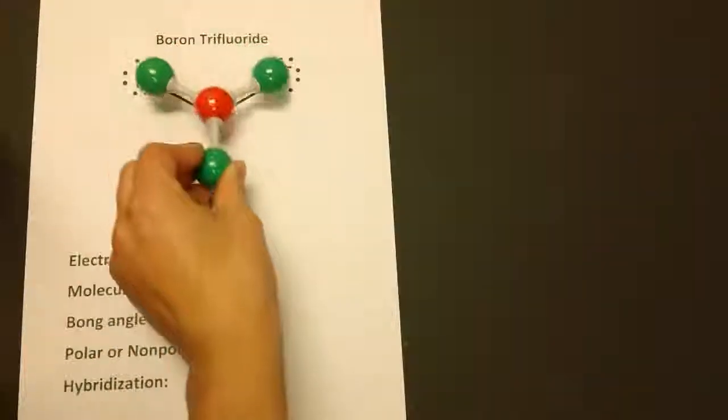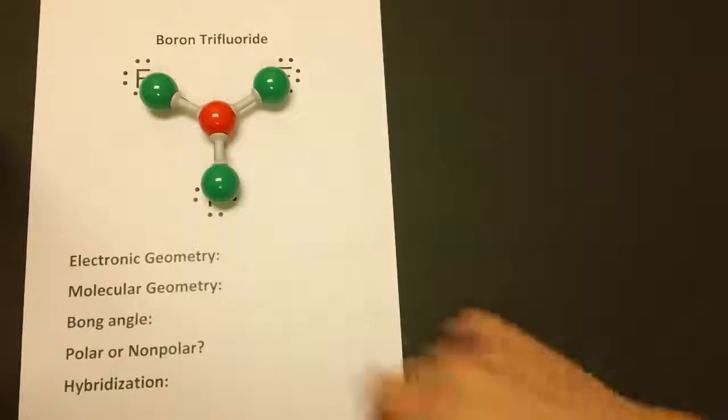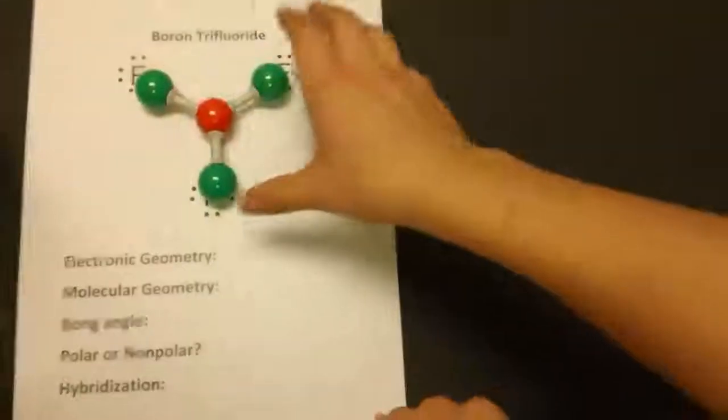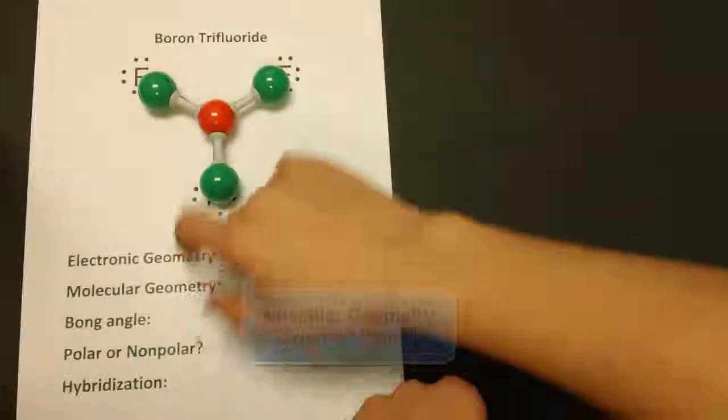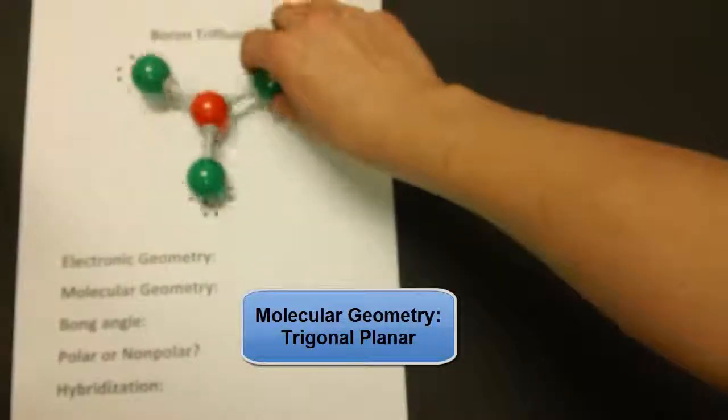What is the molecular geometry? Well, for our molecular geometry, it's sometimes easier to look at something like our VSEPR modeling kit. Here, because there's no lone pairs, it looks exactly like the electronic geometry, so it's still trigonal planar.